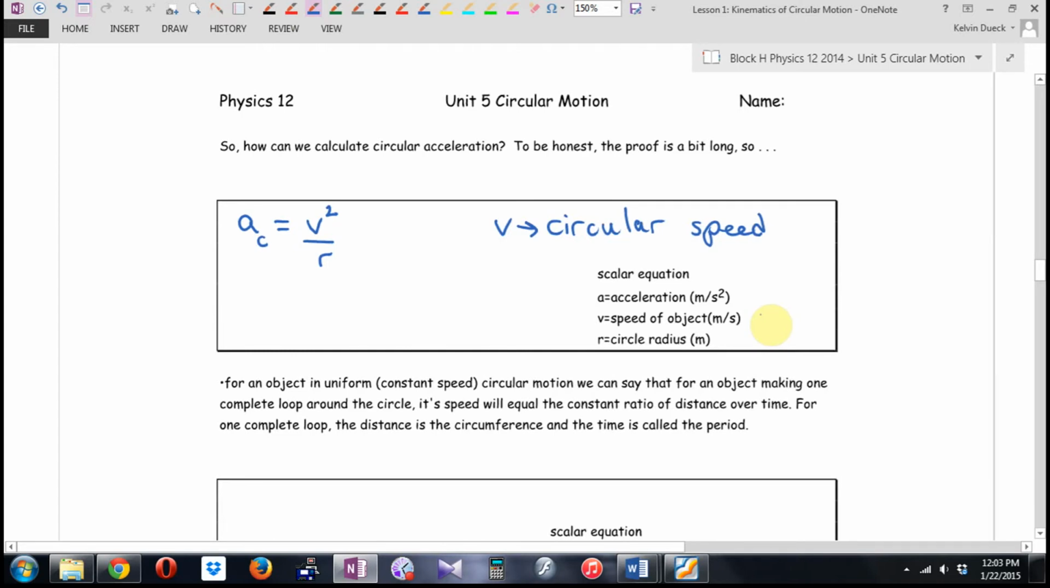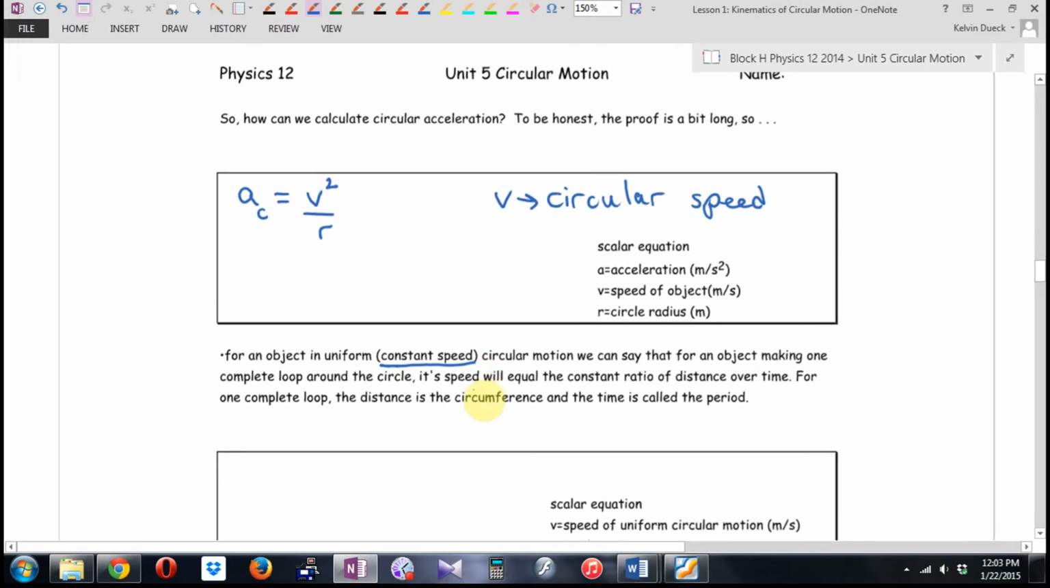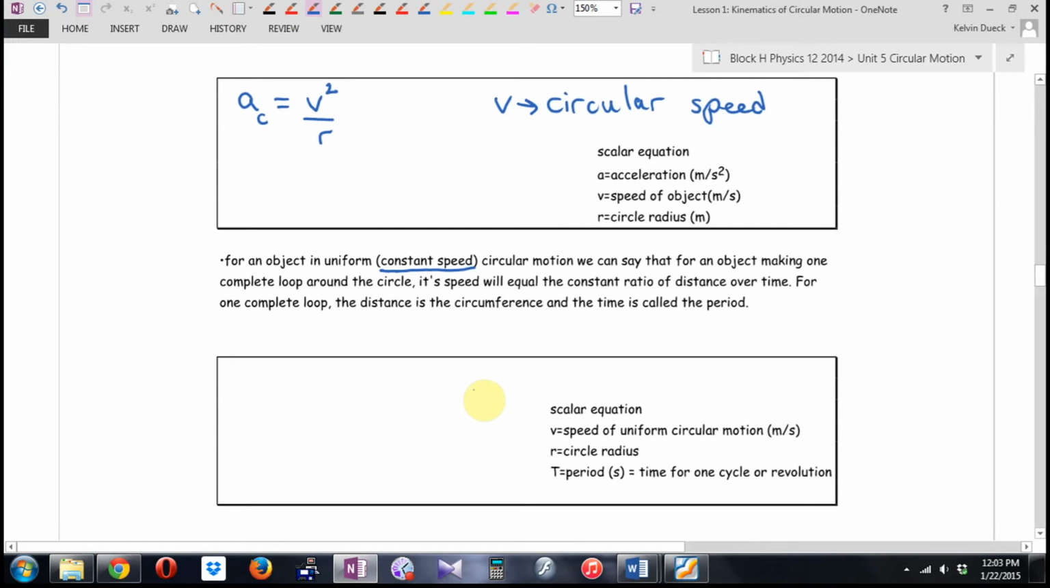And so we have this situation where for an object that is in uniform circular motion, constant speed, changing direction but constant speed, we can say that for an object making one complete loop around the circle, its speed will equal the constant ratio of distance over time. Say what? Don't write this down. True? Since physics 11, actually since physics 10, I've just told you we're at a constant speed. True? Get the V by itself.